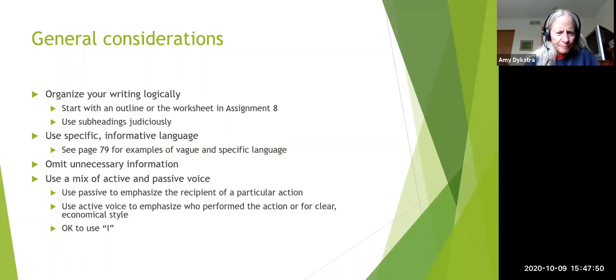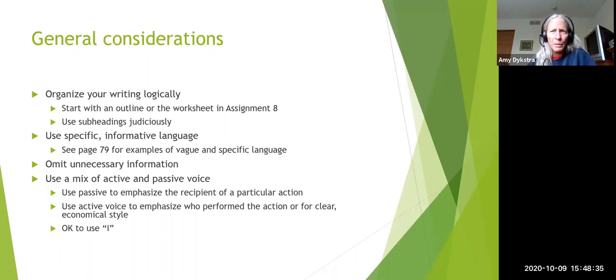And then let me just talk a little bit about active and passive voice. So passive voice emphasizes the recipient of some action. The plants were measured, so this emphasizes the plants. Active voice emphasizes who performed or who will perform the action. I will measure the plants. So active voice is often much easier to read. Passive voice can be just boring.